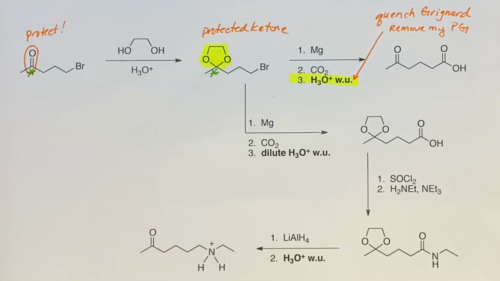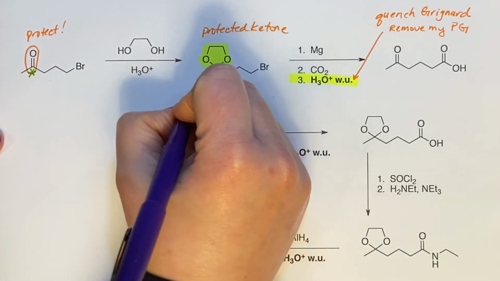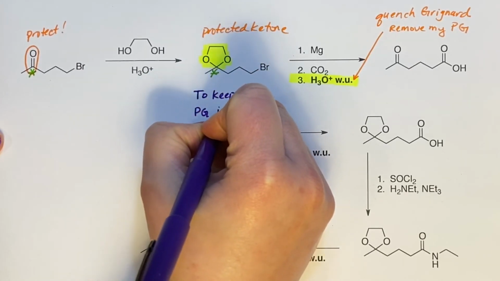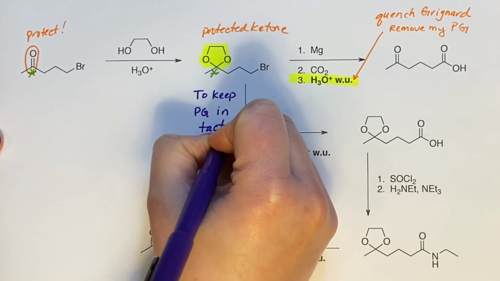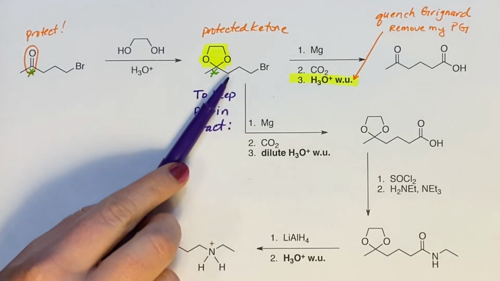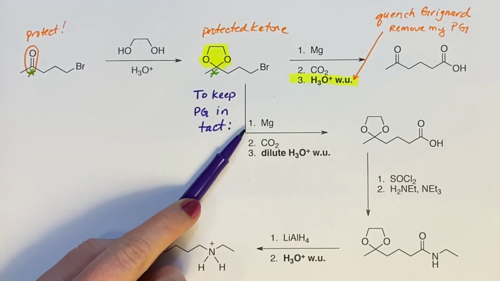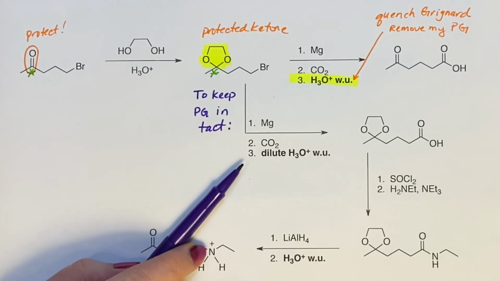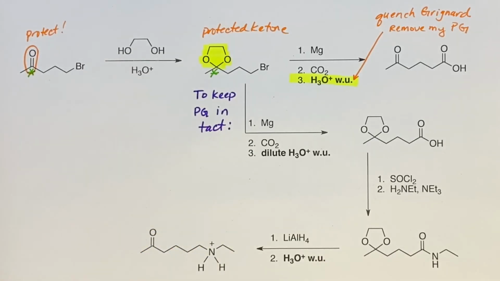Now, I have a second way that I could run this reaction if I wanted to keep my protecting group intact, and that's this pathway here. If I wanted to do my Grignard reaction, but then keep my protecting group intact, the steps that I'm going to use look like this. First, I'm going to treat my protected ketone compound with magnesium to make the Grignard reagent, then with carbon dioxide. Then in step 3 here, I'm going to specify that this reaction is going to take place with a dilute acid workup.